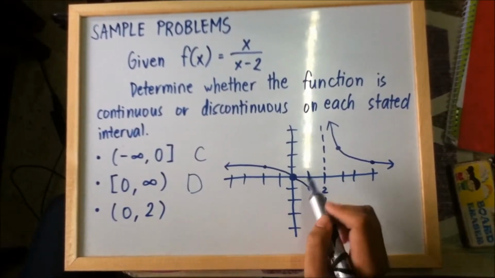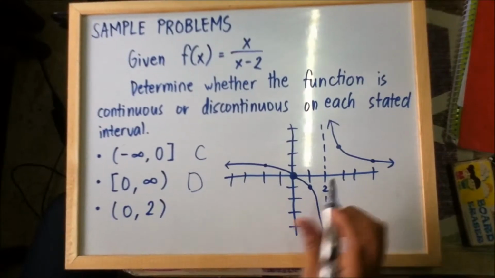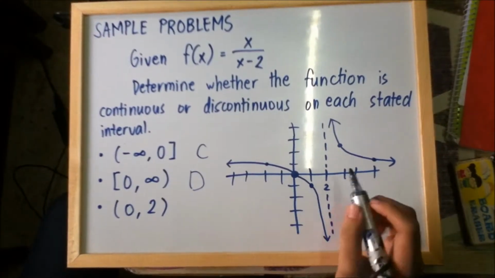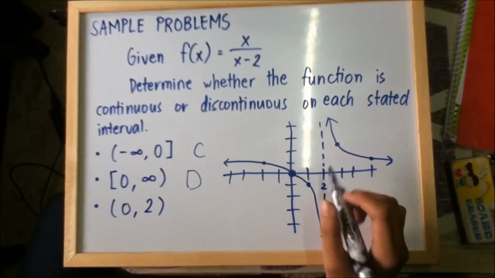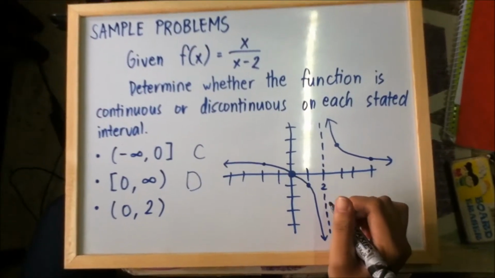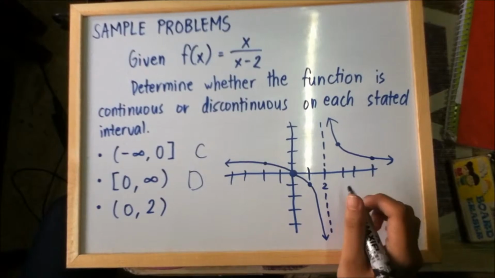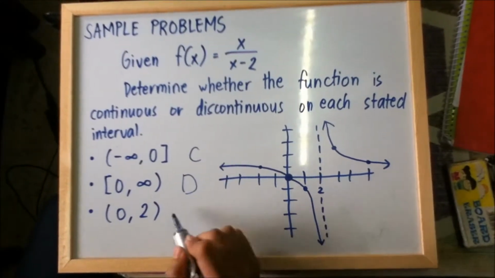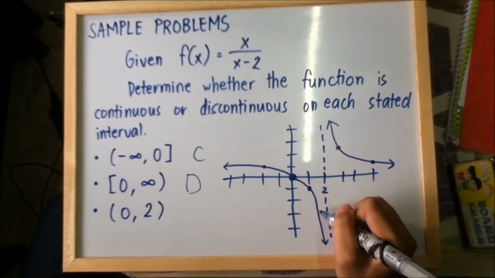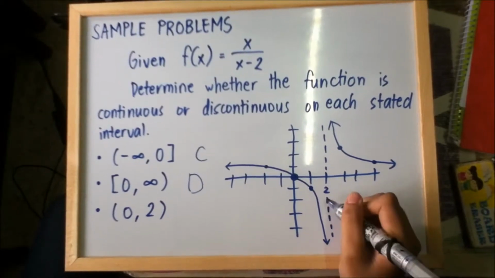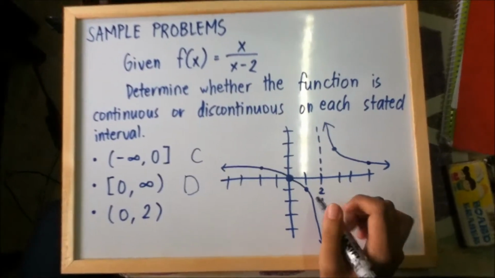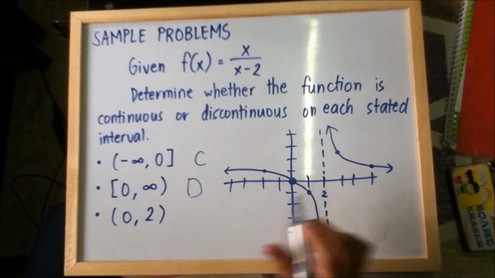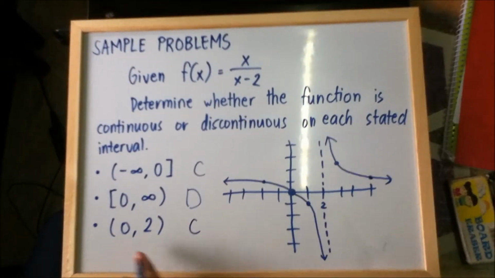In this interval, 0 to 2, this is an open interval, so it means that 0 and 2 are not included, but there are values that get closer and closer to 2, but not hitting 2. So we can see that although it gets closer to 2, it's still continuous because there are no breaks or hollow points that get in the way. So therefore, this is continuous.